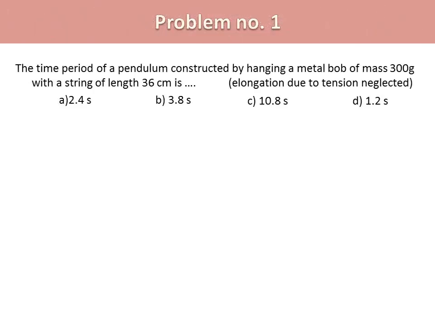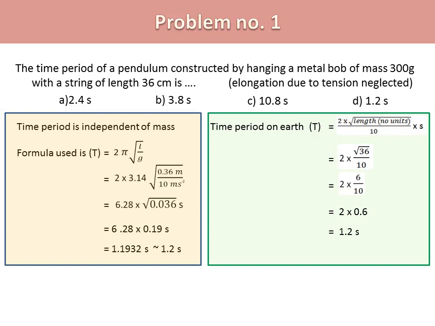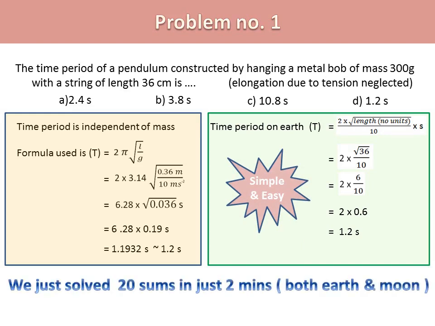Now let's have a look at the first problem that we did. So we had this question and this is how the student worked. Now we have this solution and it is properly reasoned out. Now this seems to be simple and easy, isn't it? We just solved 20 sums in just 2 minutes, for both Earth and Moon. Isn't this enough proof of how the students will feel and learn easier?